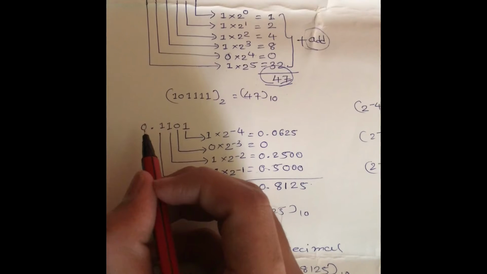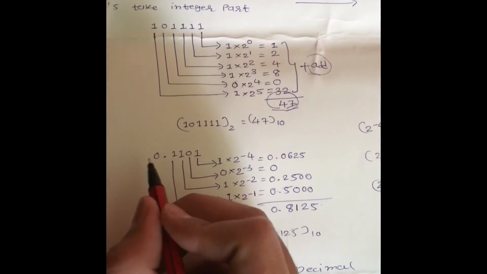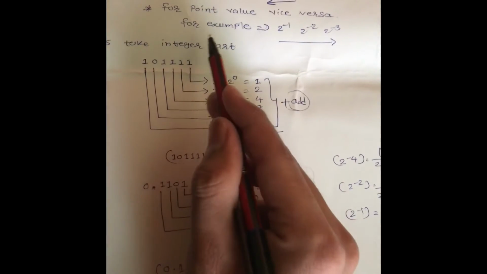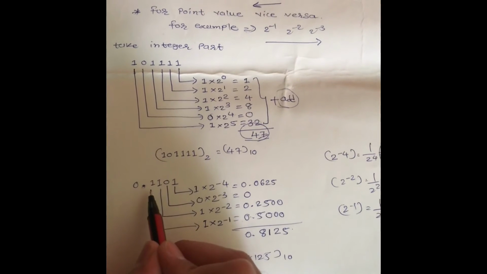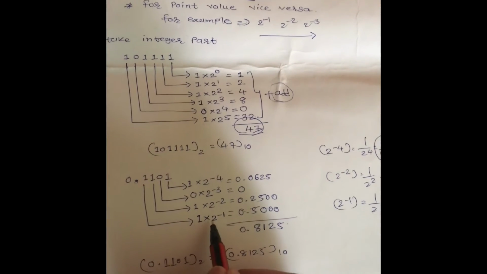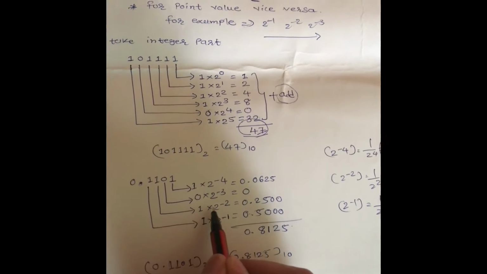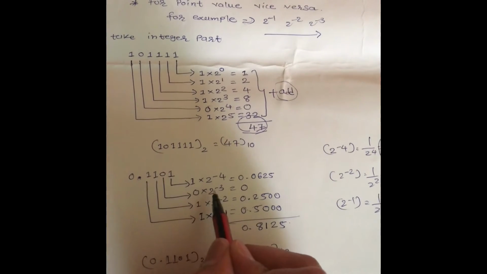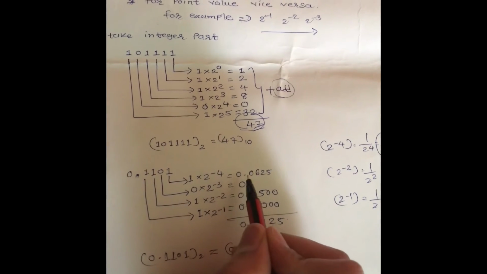Now let's move to the point part, that is 0.1101. In this case we need to do vice versa: when we move from left to right, we need to decrease the power of 2, as I have mentioned over here. As you move left to right, you have to decrease the power. So we will take 1 first, 1 into 2 raised to minus 1, then 1 into 2 raised to minus 2, as I am decreasing the power of 2, then 0 into 2 raised to minus 3, then 1 into 2 raised to minus 4.